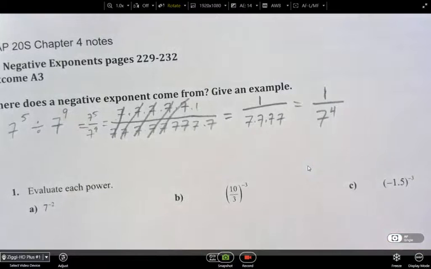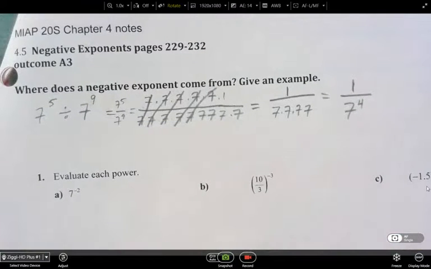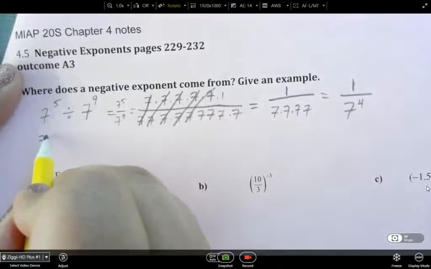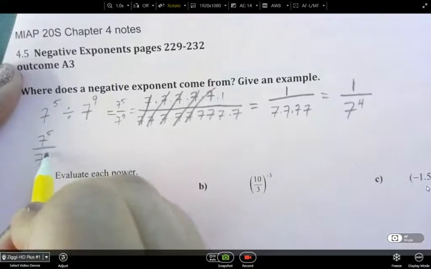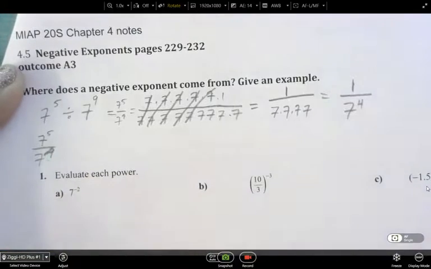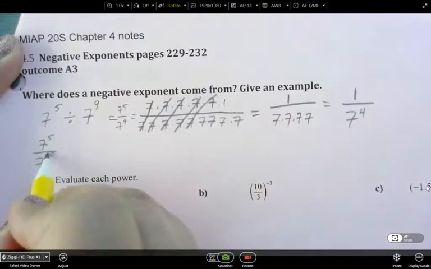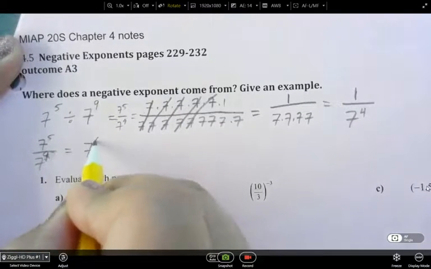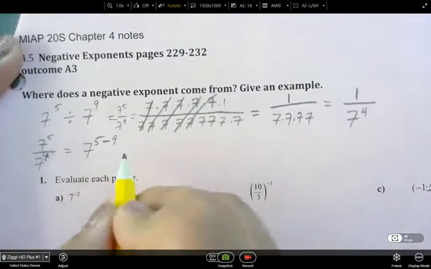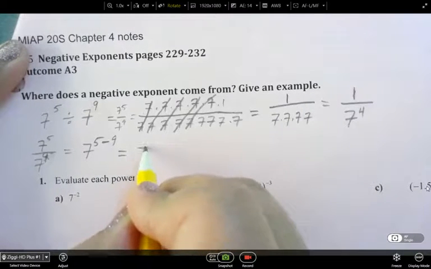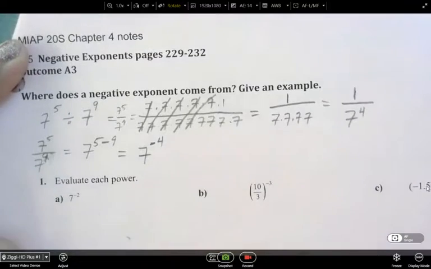Okay, now let's look at those exponent laws that we experienced from grade 9. So our quotient of powers says that if we are dividing, if we have 7 to the power of 5 over 7 to the power of 9, what's the shortcut? What do I do with the exponents? I subtract them, so I can go 7 to the power of 5 minus 9. What is 5 minus 9? It's negative 4. So I've got 7 to the power of negative 4.